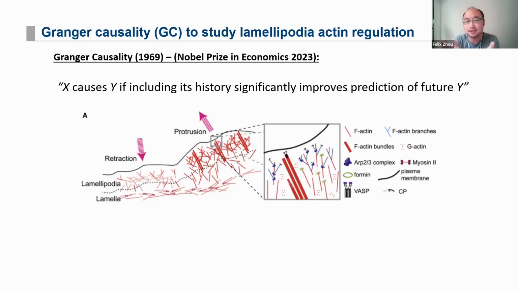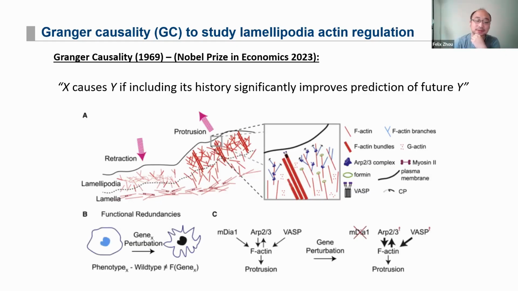The system they try to demonstrate this in is the Lambda-Podia system, where you have this protrusion-retraction dynamics, with the Lambda-Podia at the front. This is a nice system because it has all the functional redundancies we were talking about. In panel C, you have Arp2/3 and VASP affecting F-actin and then the protrusions. What our experiments have shown is that if you knock out one of them, the other two components go up. So you don't really get an idea of what the hierarchy is.